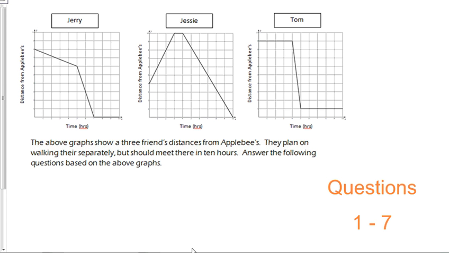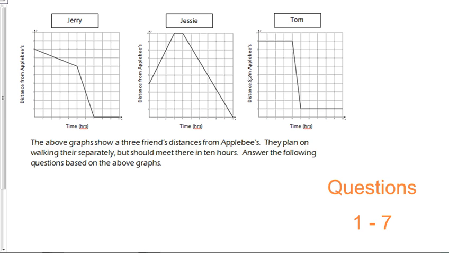We're actually not going to do them, but I'm going to talk about these graphs a little bit. If you notice, these graphs depict three friends and their distances from Applebee's. They're planning on walking separately, but they're going to meet there in about 10 hours. So we're going to answer some questions based on them. A good habit to get into when you're given a few graphs is to look at the graphs and figure out exactly what's on them and what the people are doing. Imagine what their story might be, that kind of stuff.